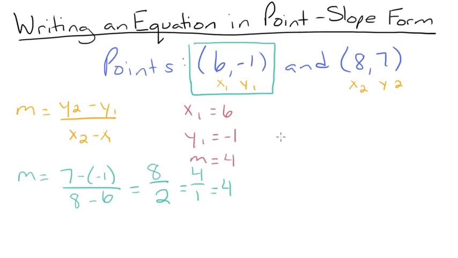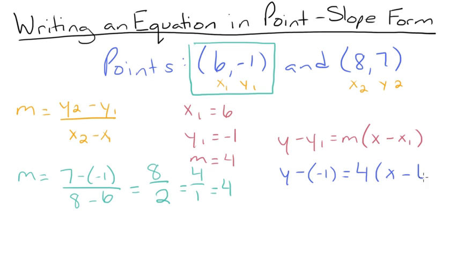Then we're going to write out our formula. Y minus y1 equals m times x minus x1. Then we're going to plug in our known values. So we have y minus y1, which is -1, equals m, which is 4, times x minus x1, which is 6. Finally, we're going to simplify the left side so we no longer have a subtracting a negative number. So we're going to make this y plus 1 is equal to 4 times x minus 6.